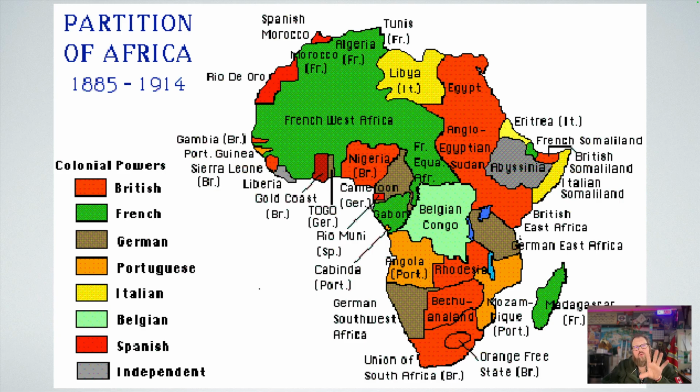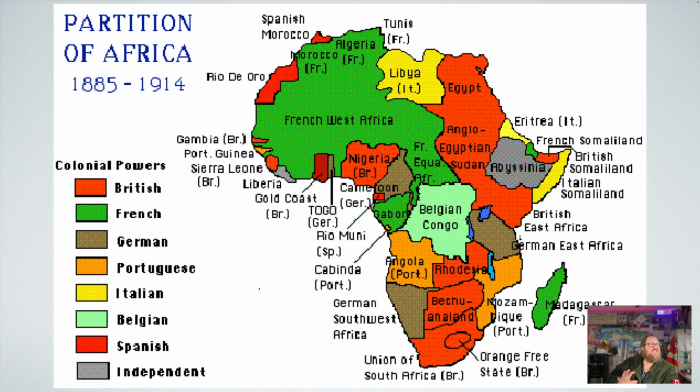The British play a huge role in this. Look from Egypt through Anglo-Egyptian Sudan, down to Rhodesia, the thing right below Rhodesia, Bechuanaland. And then, of course, the Union of South Africa, which is still part of the British Commonwealth to this day. There are several of these places that are still part of the British Commonwealth. Nigeria, Sierra Leone. Yeah, I think that's pretty well it. Oh, British Somaliland. So those were all controlled by the British.